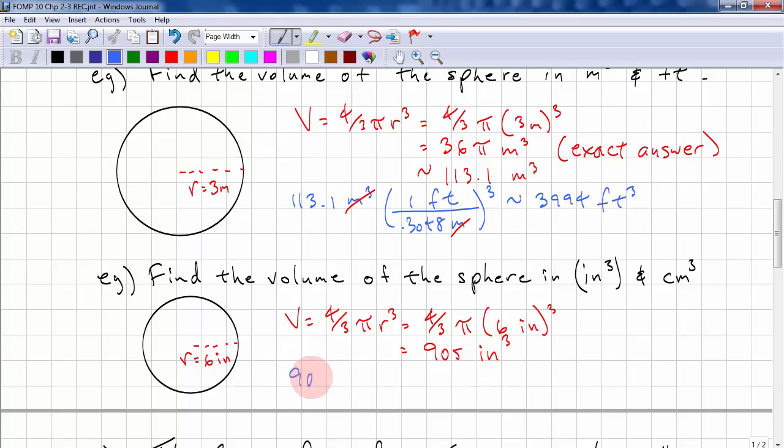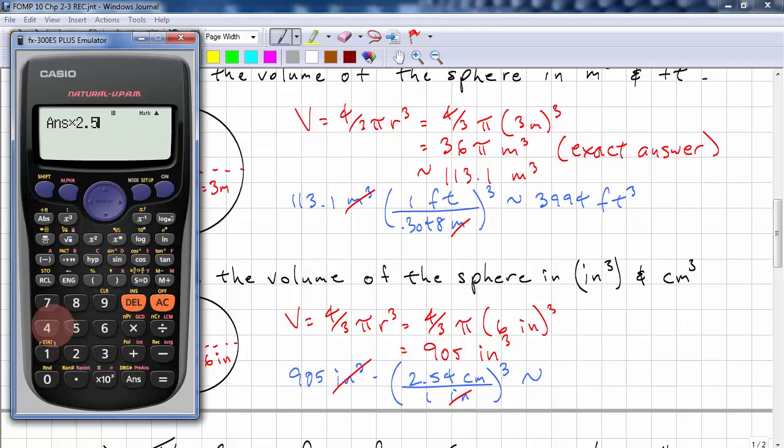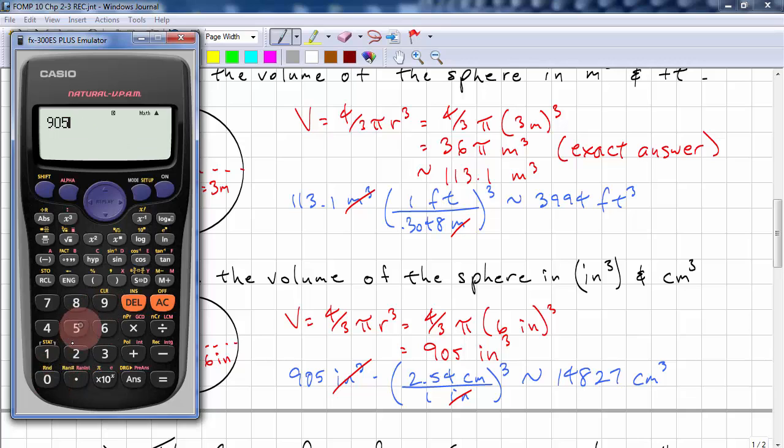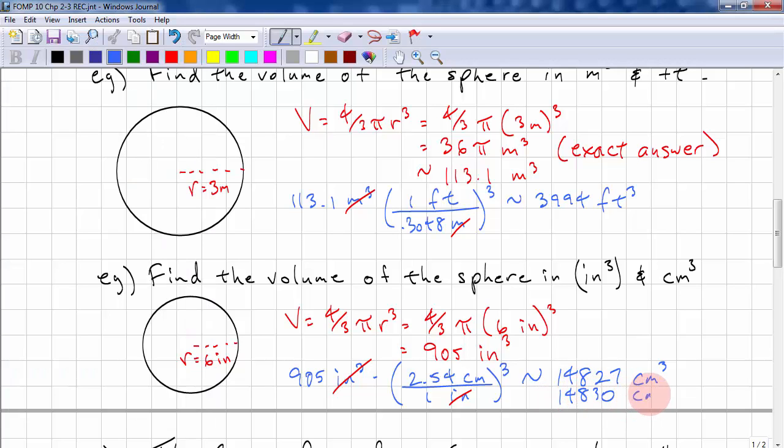905 inches cubed times 2.54 centimeters over 1 inch and cubed. That means we can cancel out inches, and we get approximately times 2.54 cubed. That gives us a fairly large number, 14827 centimeters cubed. Now you might get a slightly different answer if you just use the rounded value, 905 times 2.54 cubed. We get 14830 centimeters cubed.